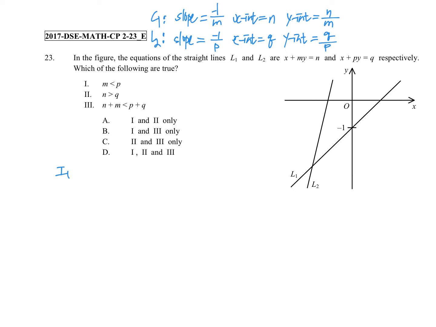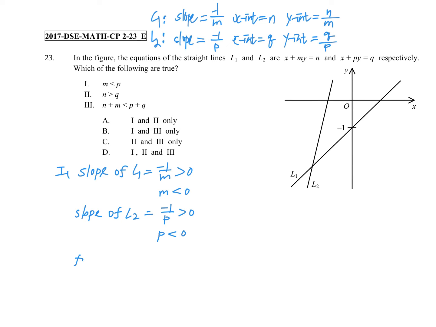So of course here, that will be about the slope. So we can see that the slope of L1 will be -1/m, which is positive because you can see L1 will be increasing, so that's why you can see m will be less than 0. And then similarly for slope of L2, that will be -1/p as stated above. Is also positive, so that's why p is less than 0.